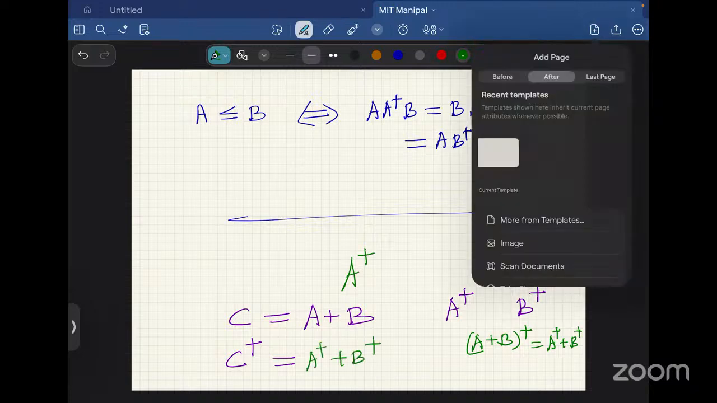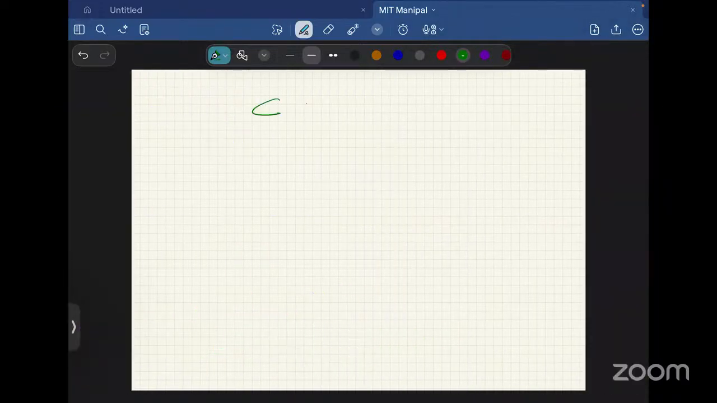The same thing one can also think about for a product. Suppose we have a matrix C, we want to know C dagger. What is C dagger? Suppose this matrix is.